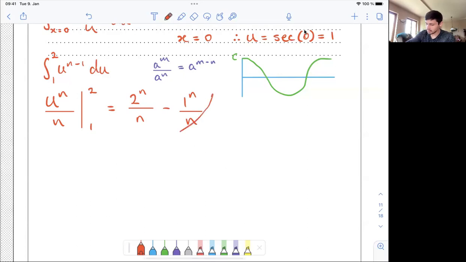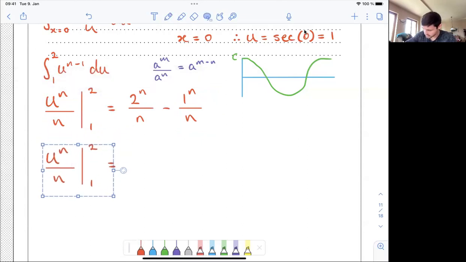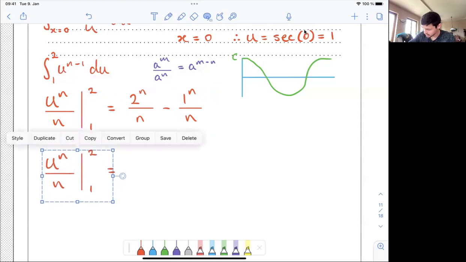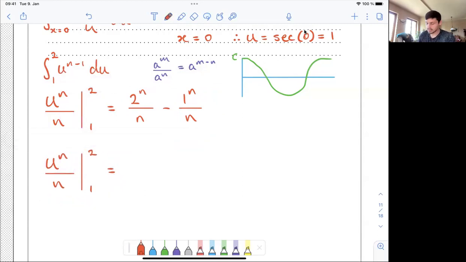So that's just going to be, oh, whoops, sorry. Line loads up a bit better. All right, so 1 to the power of anything is going to be 1. So we can just replace that, and we have a common denominator. So our final answer is going to be 2 to the power of n, subtract 1, all over n. And that is the answer to question 7.